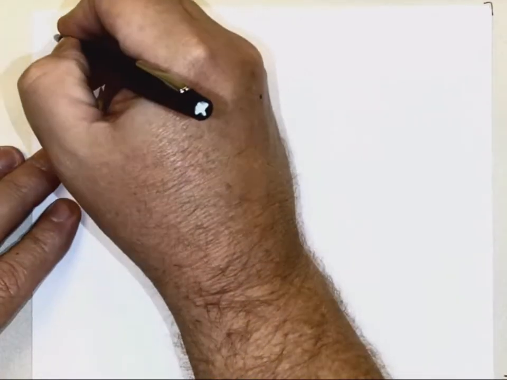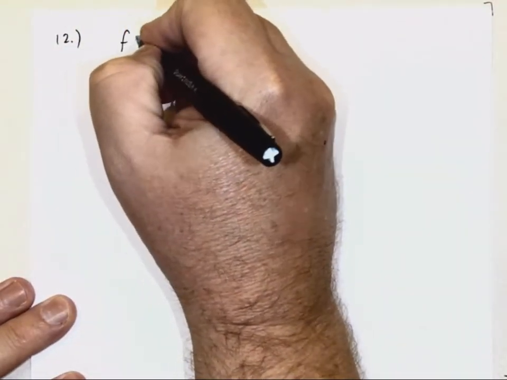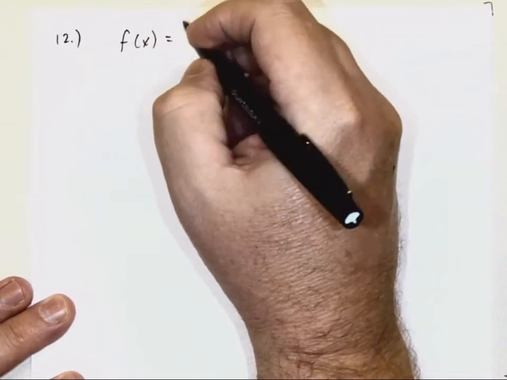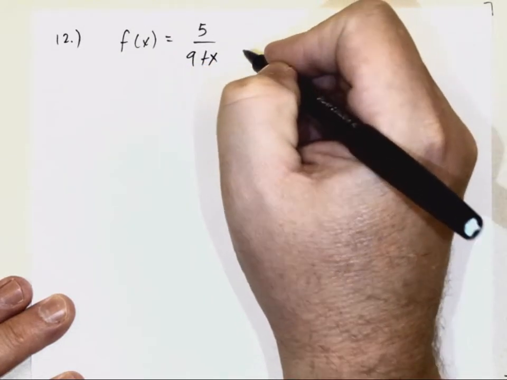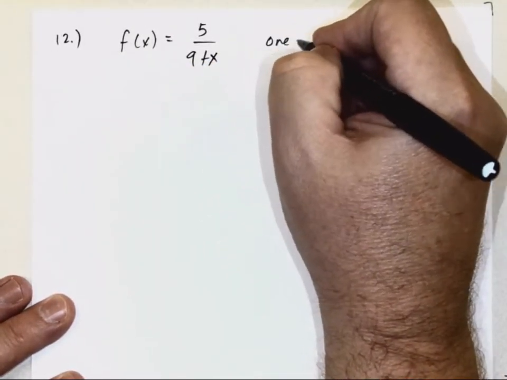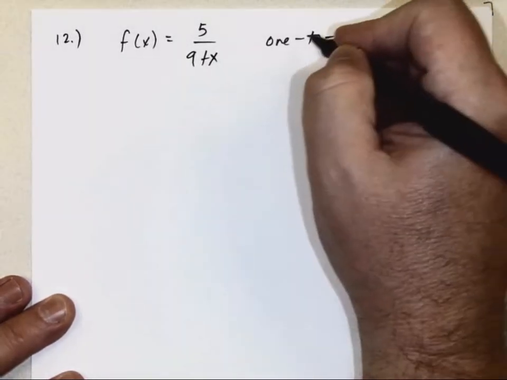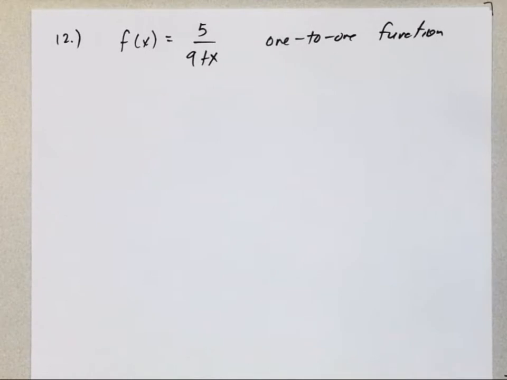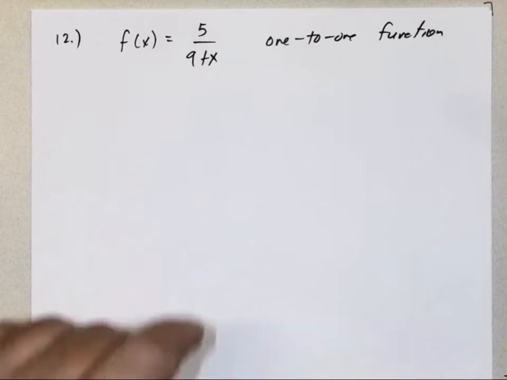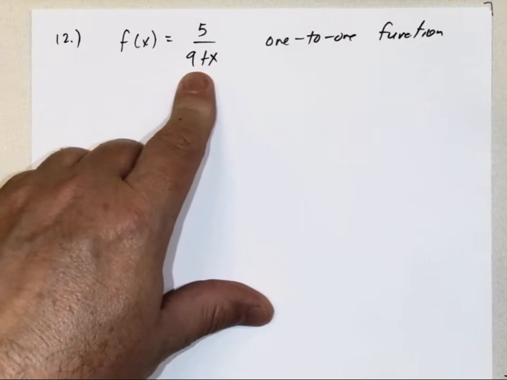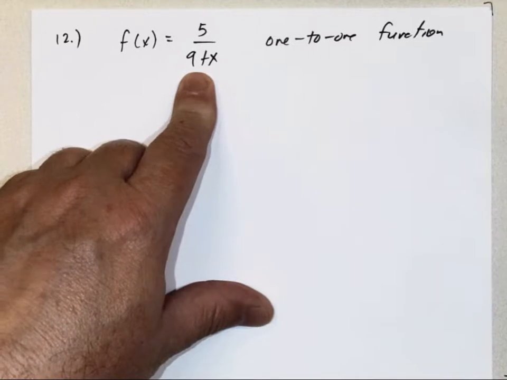Alright, so problem 12 says the function f of x equals, and they say this is a 1-to-1 function. I don't have the time to explain it now, but a 1-to-1 function basically means if you have a function and then you find the inverse function, it will also in fact be a function.